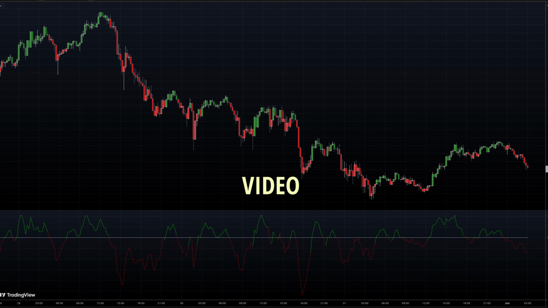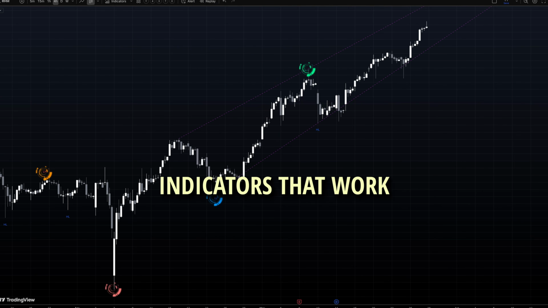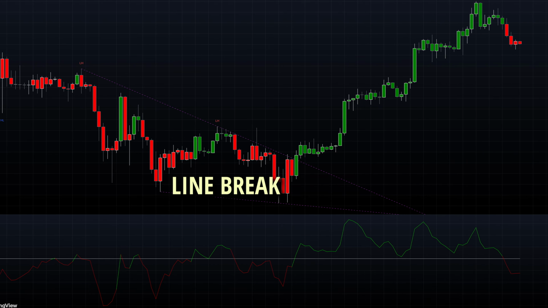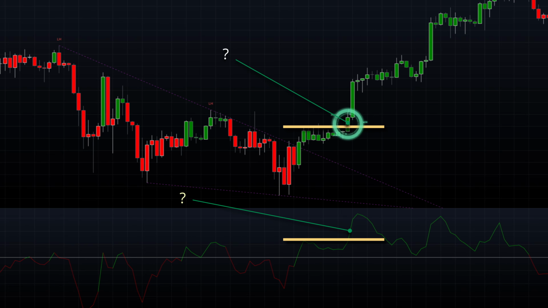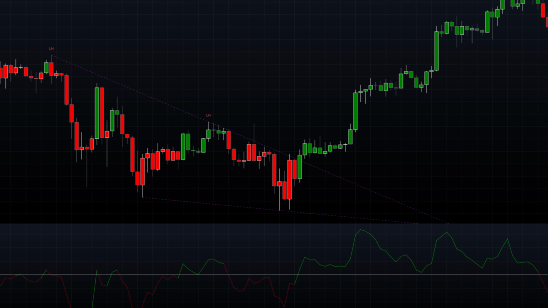In our previous video, we introduced two TradingView indicators that work together to form a powerful trendline break strategy. In this video, we'll walk you through the full strategy, step by step. Let's dive in.